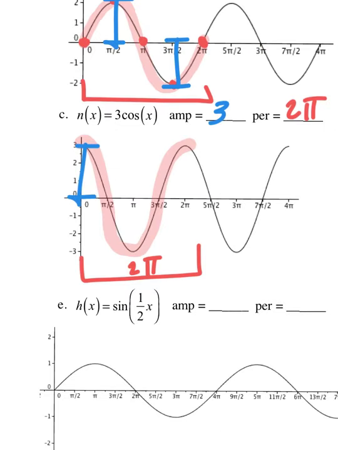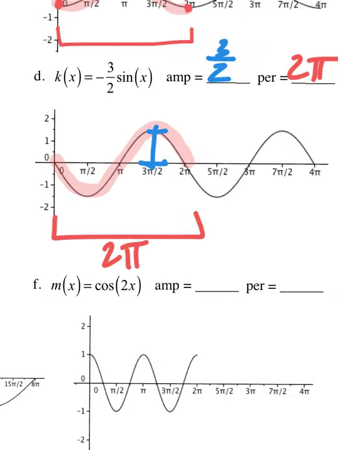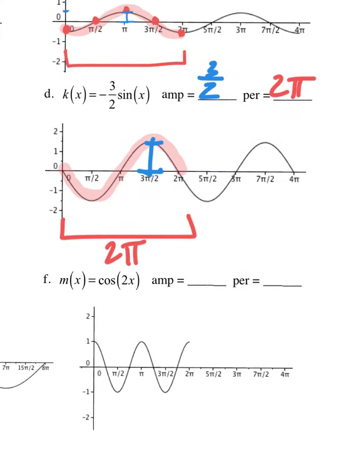All right, let's check your work for C. My amplitude, the distance from the midline to the maximum, was 3, and the period, the length of one cycle, was 2 pi. When I look over at D, the amplitude, distance from mid to max, was about 1.5, so 3 over 2. And then my period, the length of one cycle, was 2 pi.